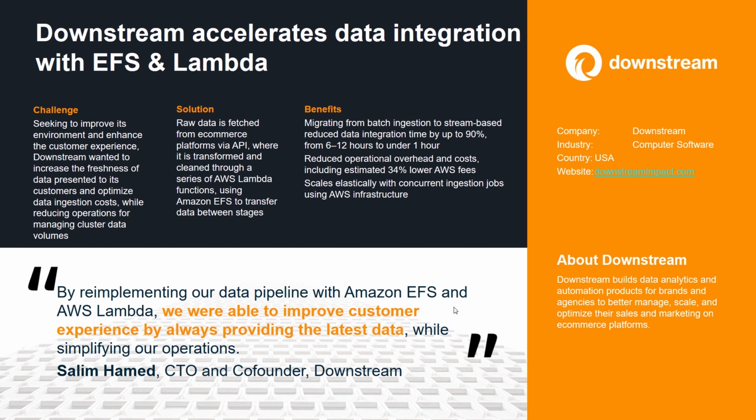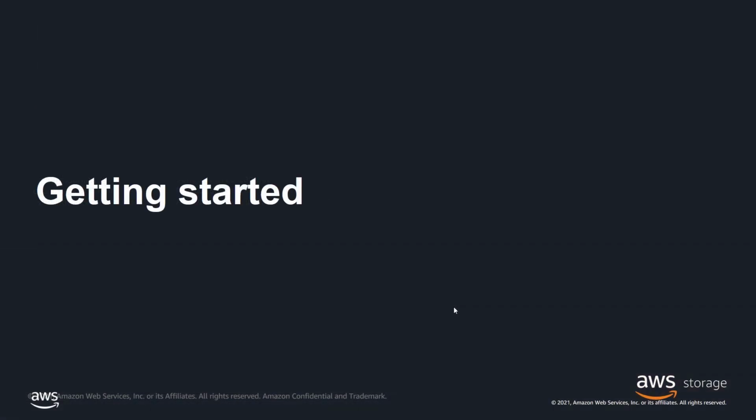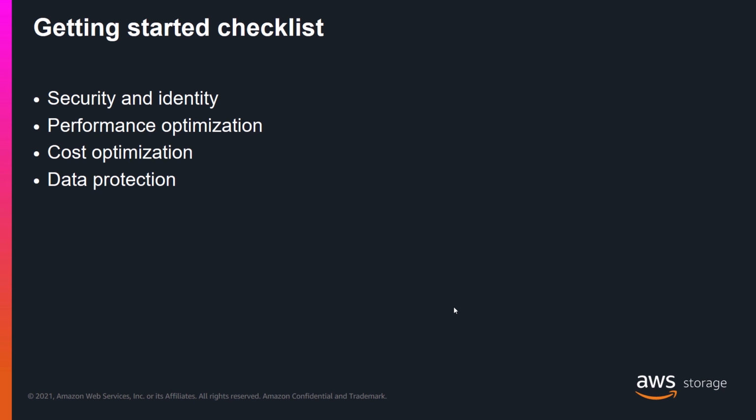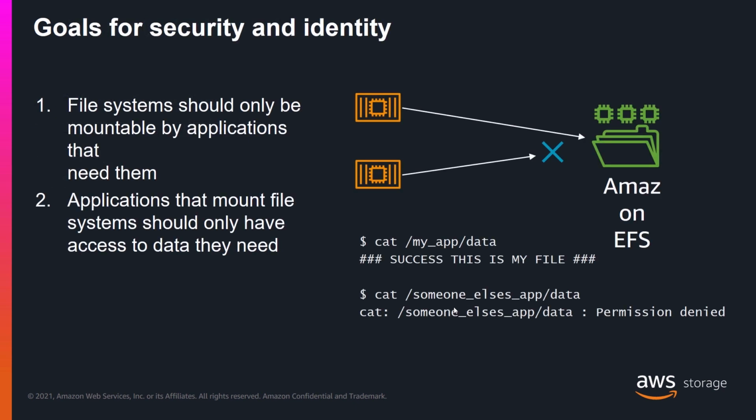When you think about getting started, there's security and identity, performance and optimization, cost, and then data protection. So let's talk about security and identity first. The two main goals from a security and identity perspective, when you think about Lambda and containers with EFS, is that file systems should only be mountable by the applications that need them, right?